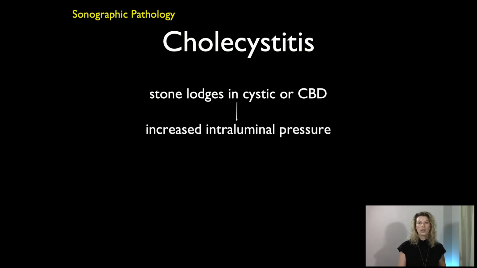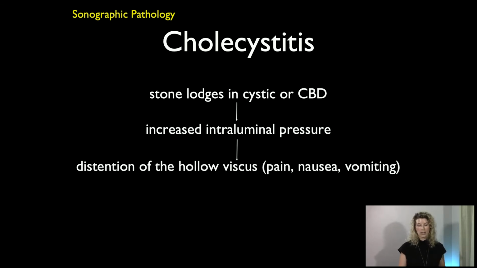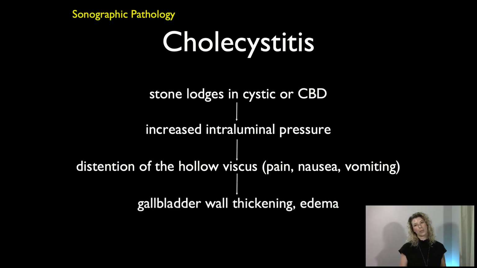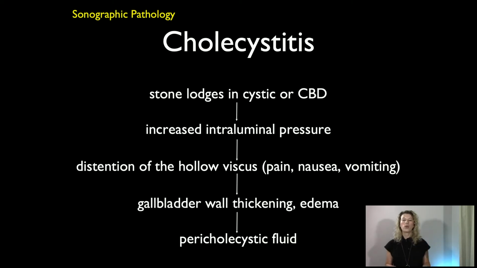So the pathophysiology for cholecystitis is that you have a stone in the gallbladder, it lodges in one of the ducts, there's increased intraluminal pressure, right? So the hollow viscus starts to become distended, there's a lot of pain, patients get nauseated, sometimes they have continuous vomiting, and then the gallbladder wall gets thickened or there's edema around it, and they start developing pericholecystic fluid.